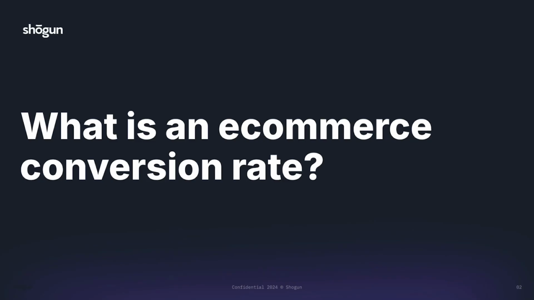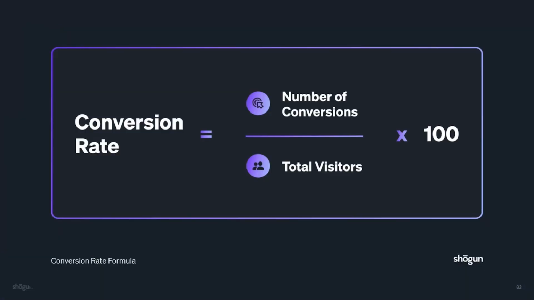So, what exactly is an e-commerce conversion rate? Well, simply put, it's the percentage of visitors who take a desired action on your site, which is typically making a purchase. You can calculate it by using this simple formula. You take the number of conversions and divide it by the total visitors, multiply it by 100. So, for example, if you had 100 purchases out of 5,000 visitors, your conversion rate would be 2%.